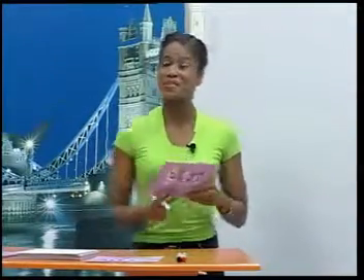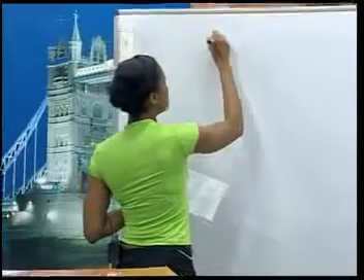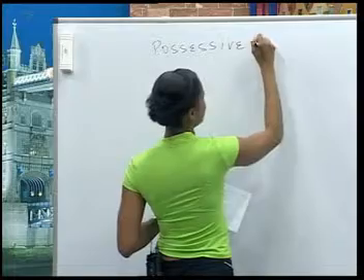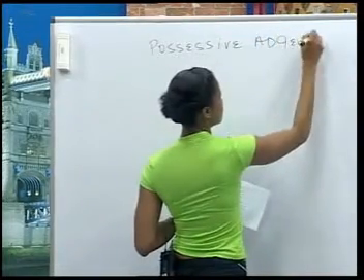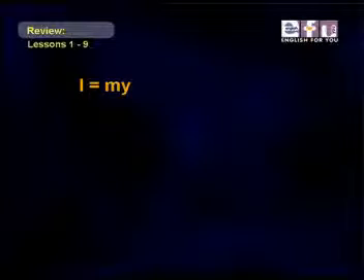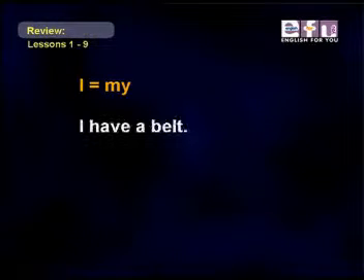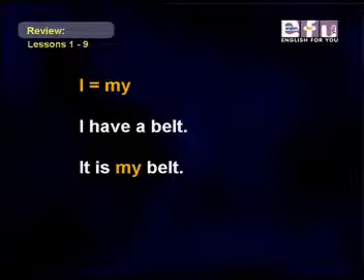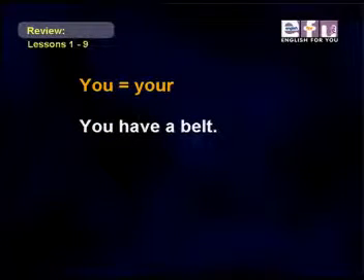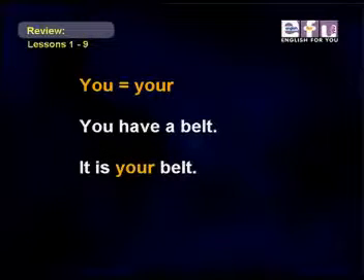Let's review possessive adjectives. We use possessive adjectives to show possession or ownership, that we own something. Okay, let's look at some examples. I, possessive adjective is my. For example, I have a belt means the same as it is my belt. Next, you, possessive adjective is your. You have a belt, it is your belt.